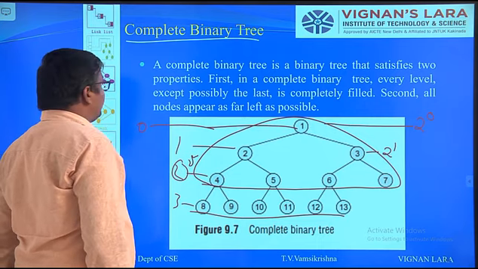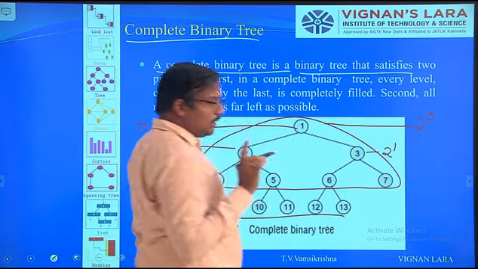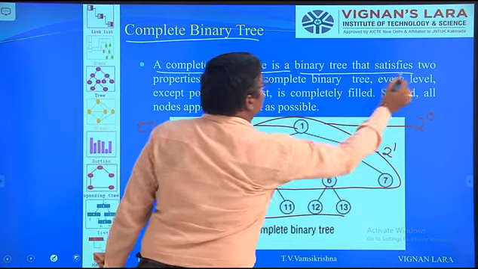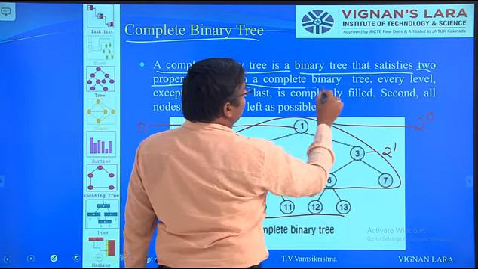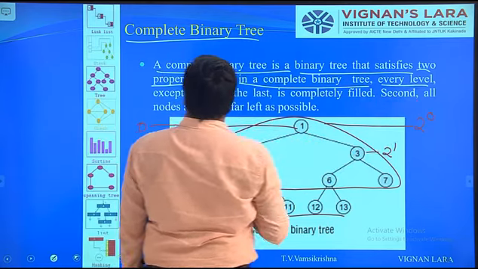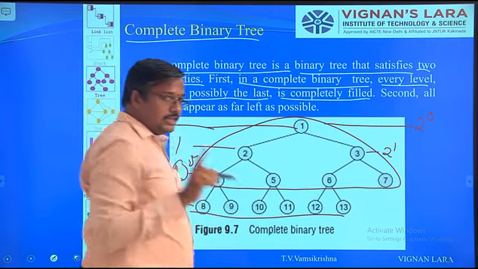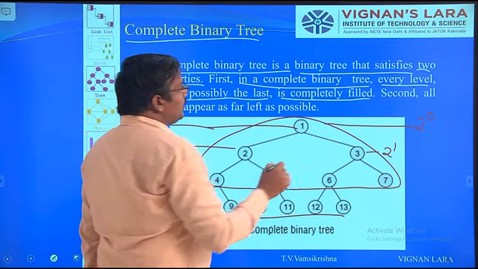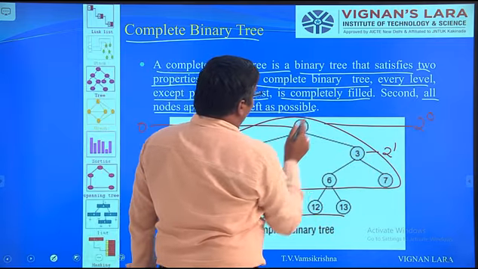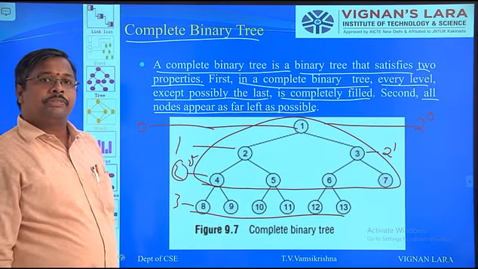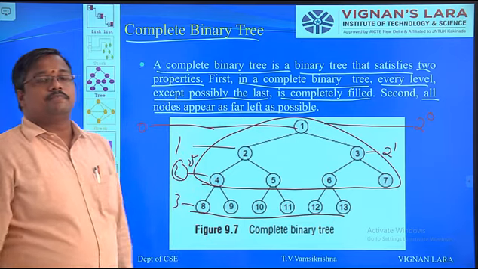A complete binary tree is a binary tree, meaning at most 2 children, and it satisfies 2 properties. The first property is that in a complete binary tree, every level except possibly the last is completely filled. That is the first constraint. And the second constraint is that all the nodes appear as far left as possible.